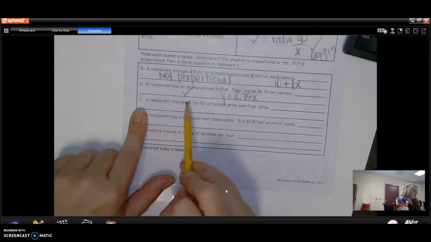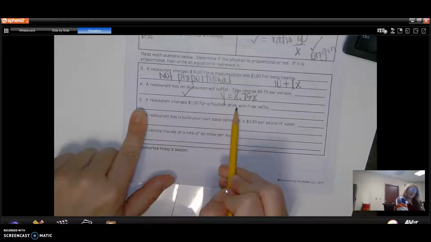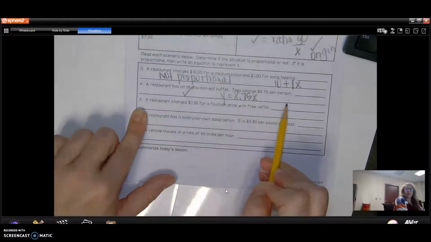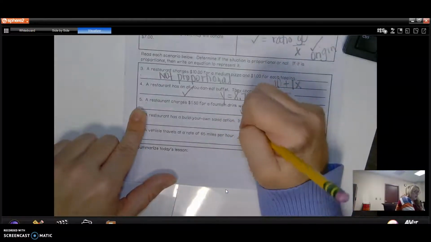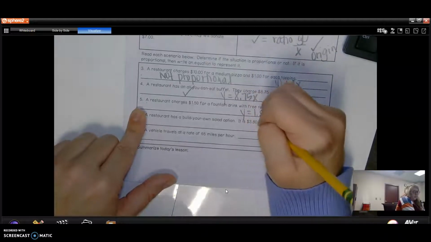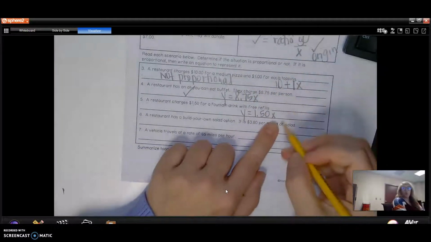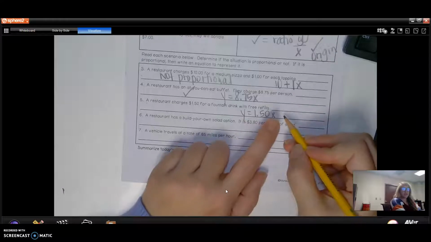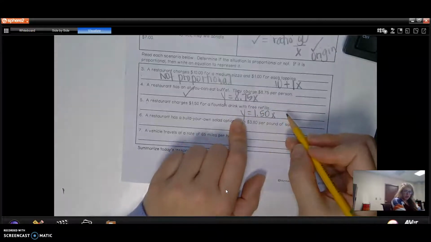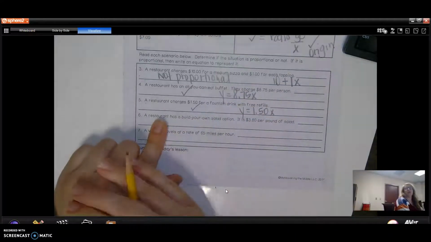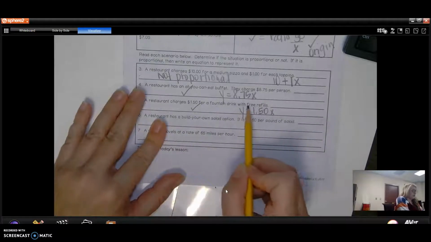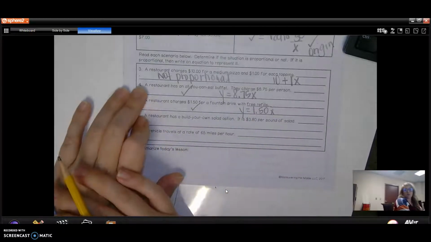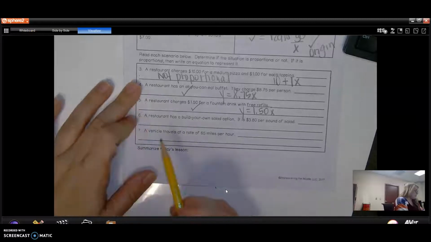Number 5, a restaurant charges $1.50 for a fountain drink with free refills. So this is y equals $1.50 times x. One drink would cost $1.50. 2 drinks would cost $3. This is a proportional relationship. Don't let the free refill part confuse you. It's not costing us anything.